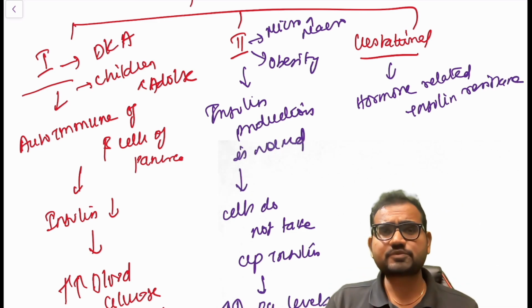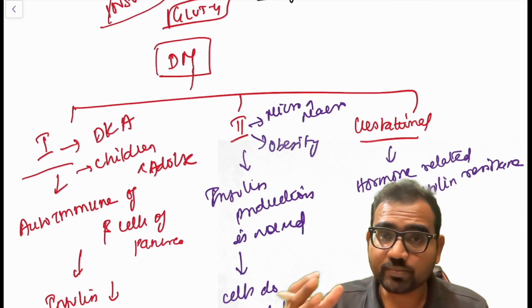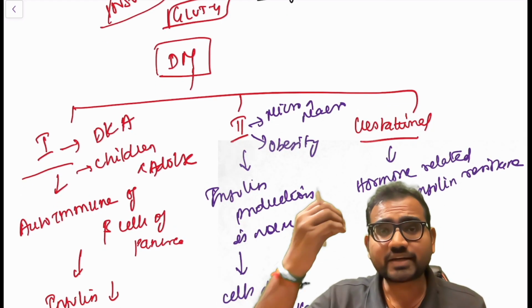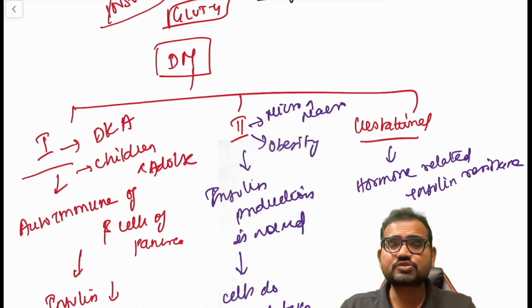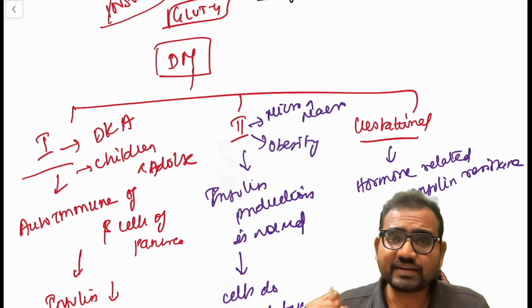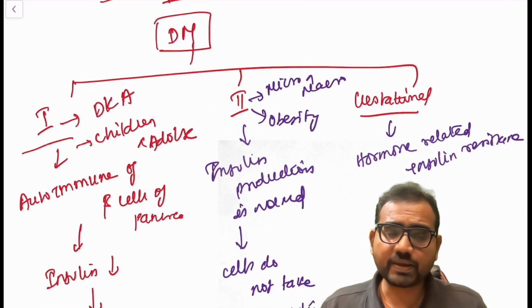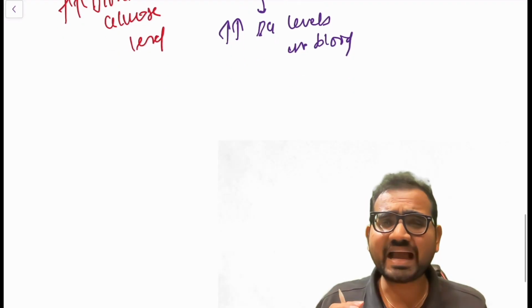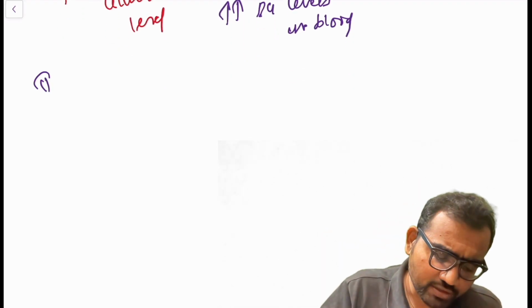So there are three types of diabetes mellitus: type 1, type 2, type 3. Type 1 is autoimmune destruction of beta cells of pancreas. Type 2 is where insulin production is normal, but there is increased resistance to insulin by the cells. And in gestational diabetes, hormone related insulin resistance takes place. Now what actually happens in a diabetes mellitus patient? We are going to concentrate more on type 2 diabetes mellitus.